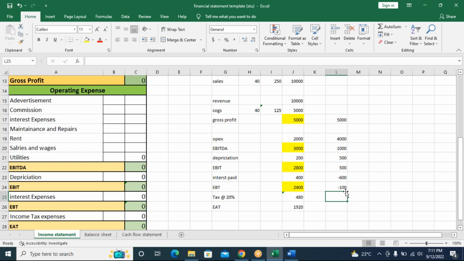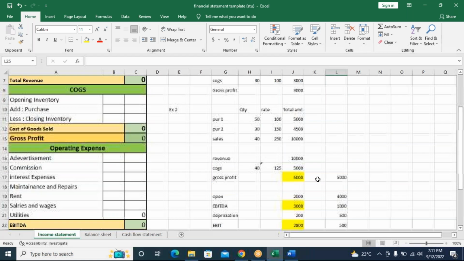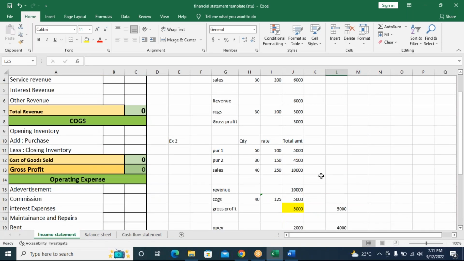So when there is a loss, how will we calculate the tax? Now when I'm showing that my company is in loss, it will stop at earning before tax only. When there is income, it will continue and you will be able to calculate the EAT, that is earning after tax. So this is one scenario where I am showing that it is in profit, and this is another scenario where it is in loss. So understood with this? With random values I have given it.